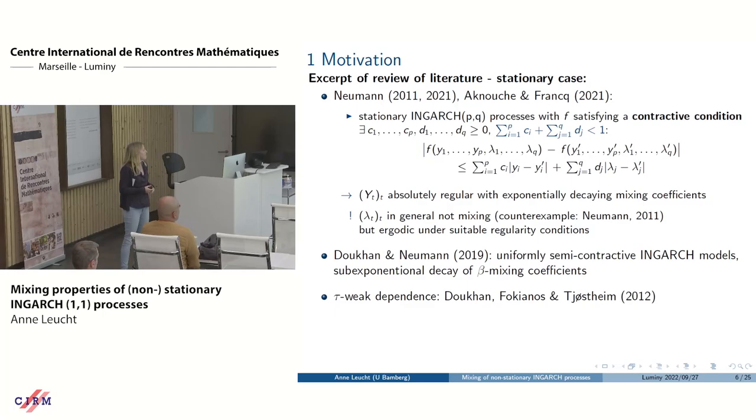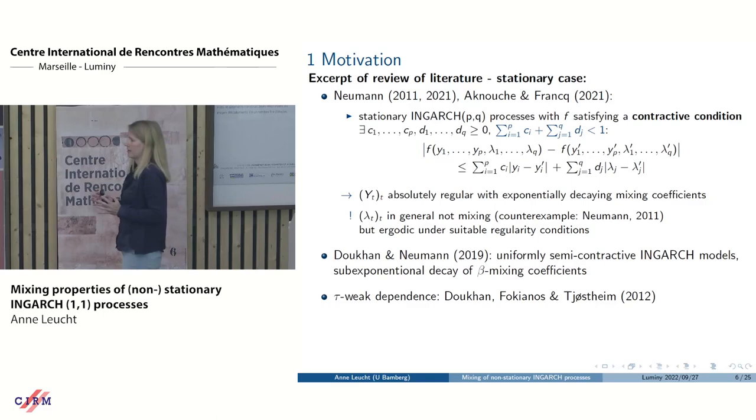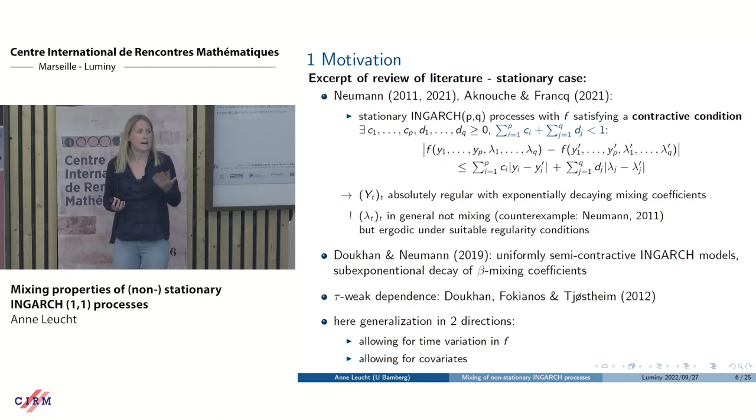Then there is related work, again, by Paul Doukhan and Michael Neumann, 2019, where they relax this contractive condition above, only assuming that you have this contraction with respect to lambda, uniformly in the other arguments. And this can be done at the price of the decay of the mixing coefficients, so then you only have sub-exponential decay. And then there's many other works on these count time series in the stationary setup, so not only absolute regularity, but also other kinds of weak dependence, like total dependence, have been discussed. But here we will focus on beta mixing and will generalize these things for more flexible functions f and allowing for covariates.